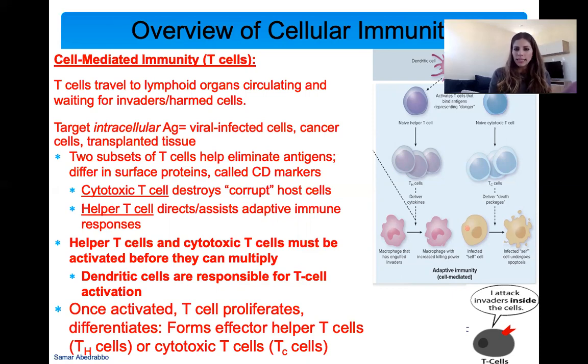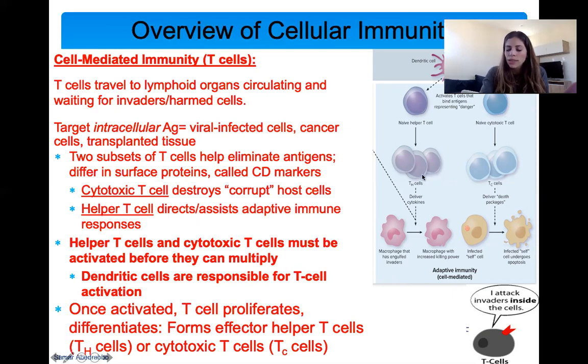So the two subsets of T cells are helper T cells and cytotoxic T cells, and they have to be activated before they can multiply. Dendritic cells are white blood cells that do phagocytosis. When they see a pathogen, they eat the pathogen and present it on their surface. In this way, we get T cell activation. We're going to learn about it in a second. Once T cells are activated, they proliferate and differentiate into effector helper T cells and cytotoxic T cells. So there are two groups of T cells: helper T cells and cytotoxic T cells.